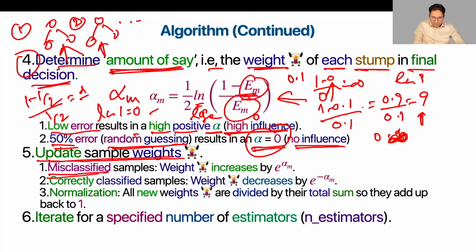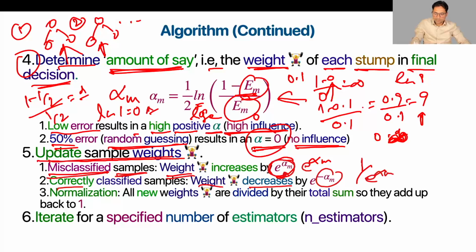We told, right? For misclassified samples, the weights will be increased by how much? By e to the power alpha m. Since this is a natural log, e to the power alpha m comes out automatically. So for whichever classification was not correct, the weight will be increased by this factor e to the power alpha m. And for correctly classified samples, the weights will be decreased by e to the power minus alpha m, that is 1 by e to the power alpha m. Their weights will be reduced because you have got them right, so no need to revisit them.